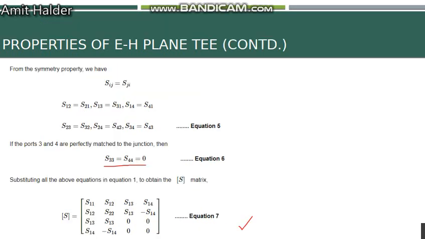And there is a symmetry property in all the matrices, so we will get the same. That is, Sij is equal to Sji: S12 is S21, S13 is S31, S14 is S41, and so on. And S33 and S44 for a perfectly matched condition of this junction will be 0, and after putting in the values you will get equation 7.